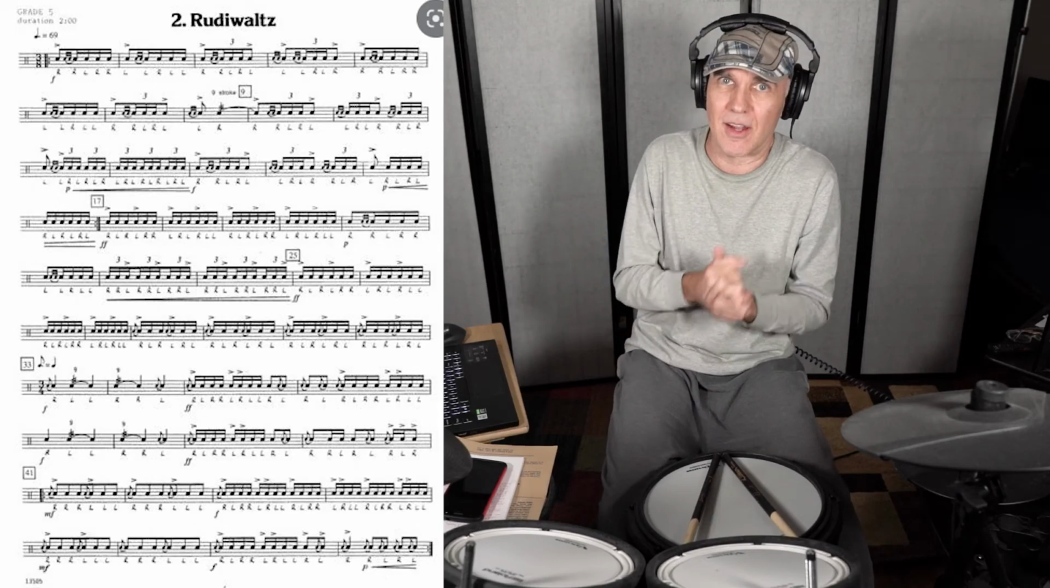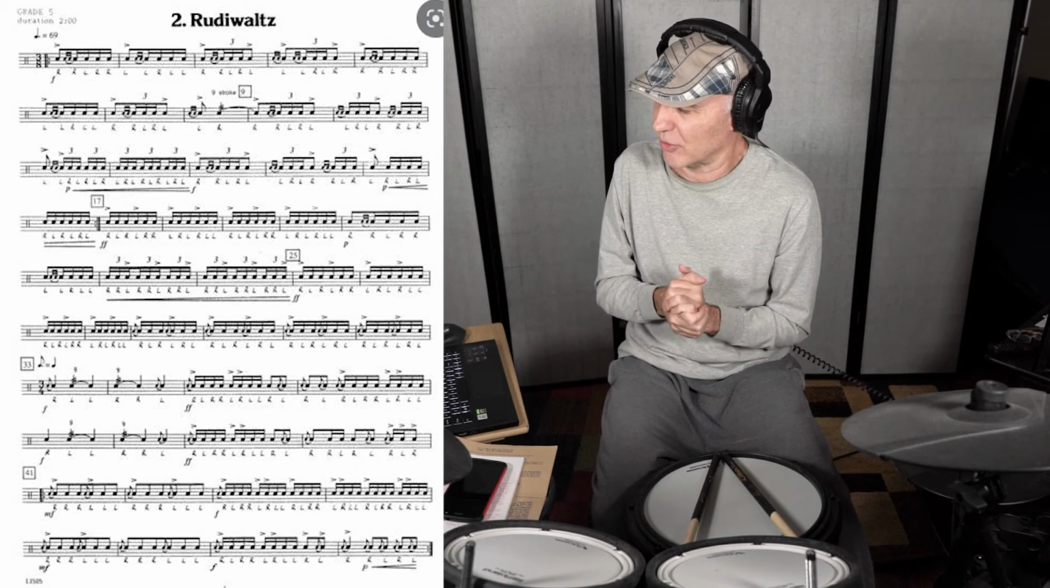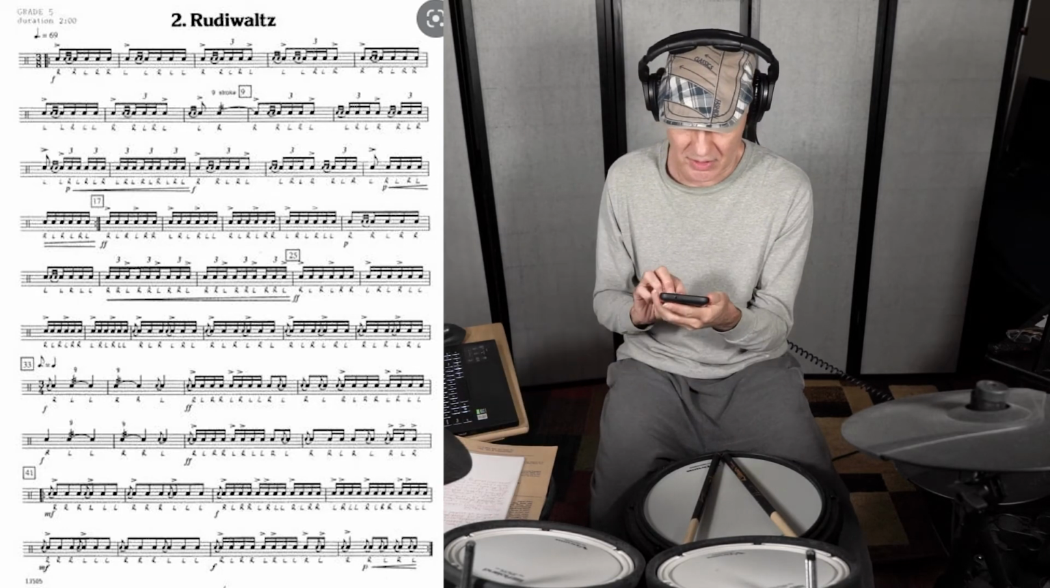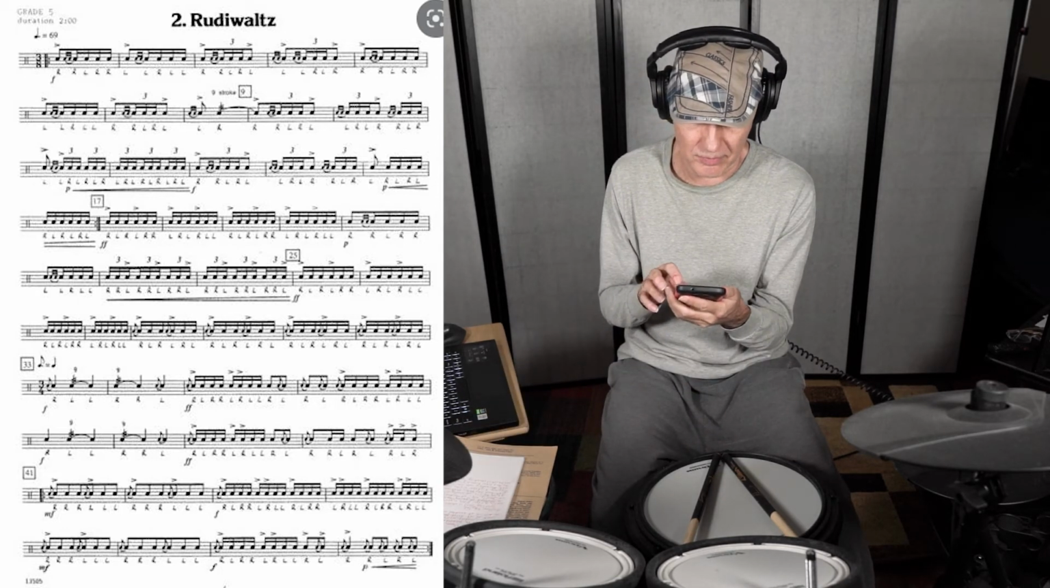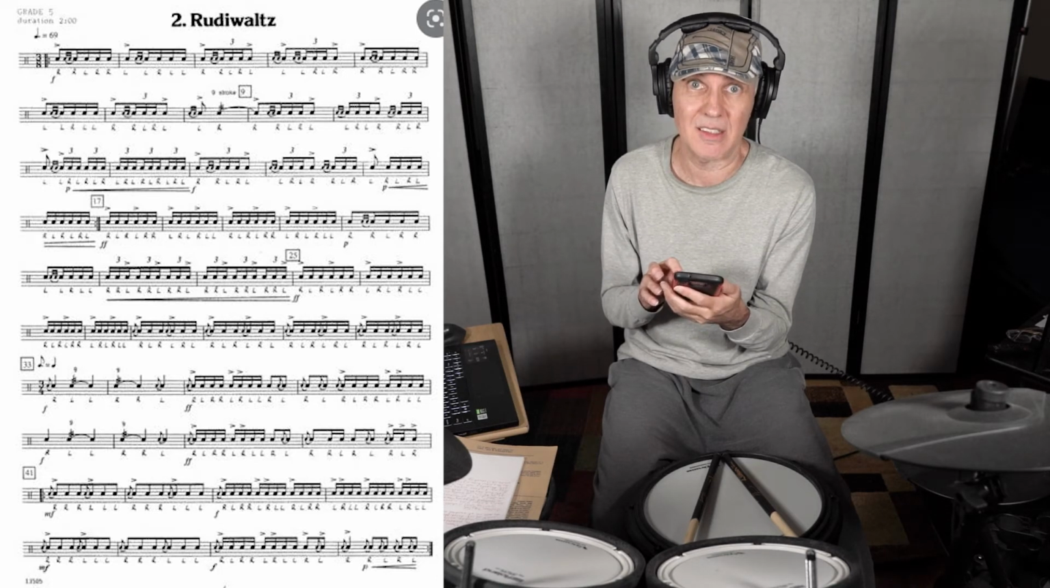This piece has everything in it. So we start in 3/8 time. Dotted quarter note equals 69. What is this 69 here? No jokes, please. Keep it clean.